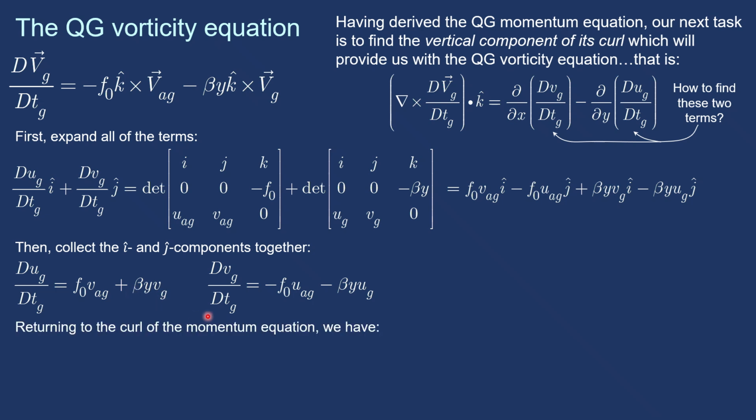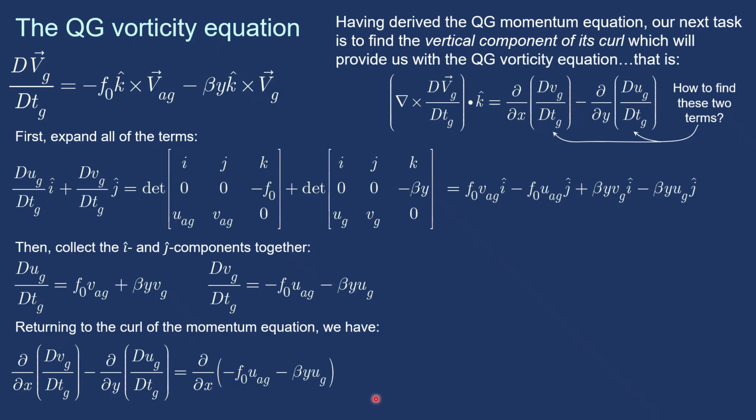Returning to the curl of the momentum equation, we have this as our result here on the right-hand side, and now we can write that out in an expanded form. We know we're going to be taking the partial with respect to x of these two terms, and we're going to be taking the partial with respect to y of these two terms. And this equivalency right here, this equation, is going to end up being our QG vorticity equation when we're all said and done with it.